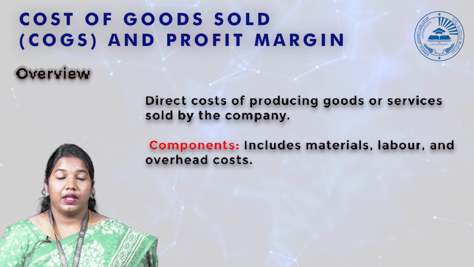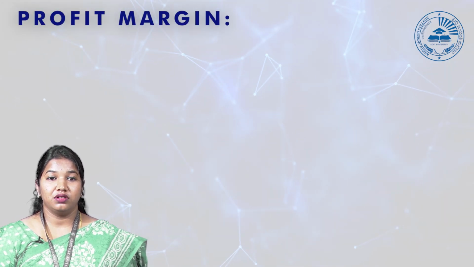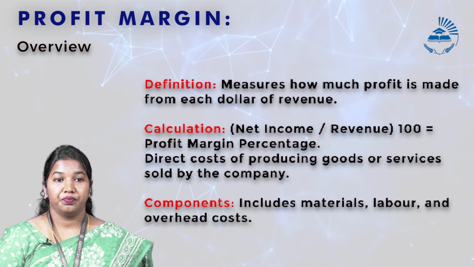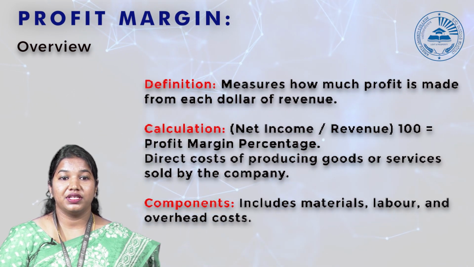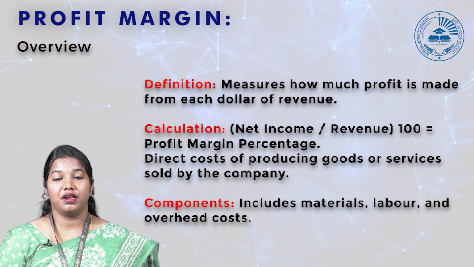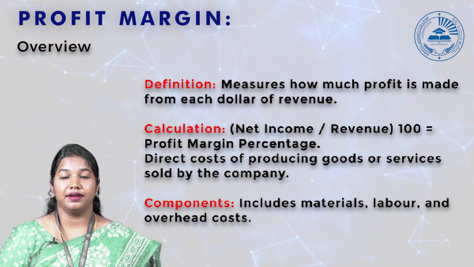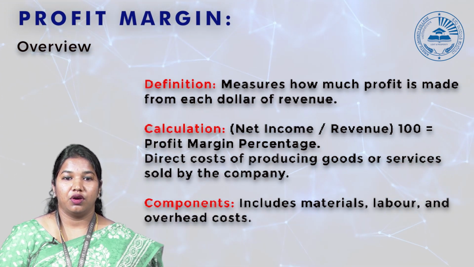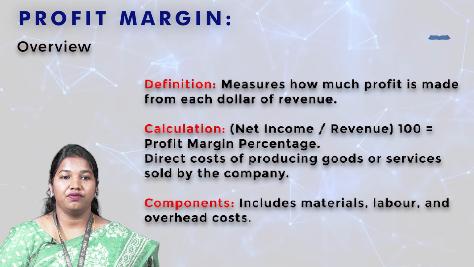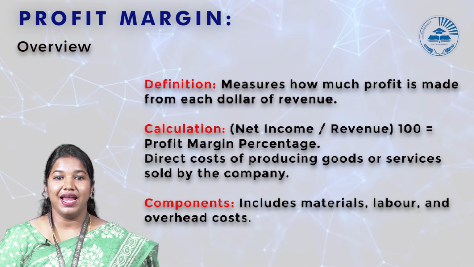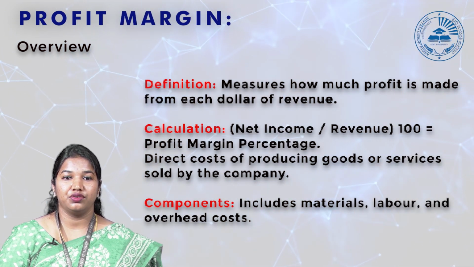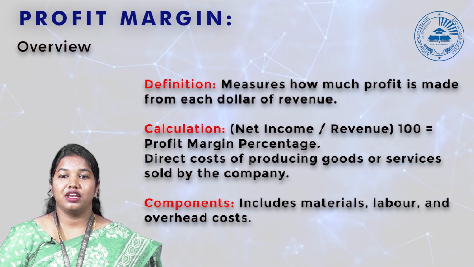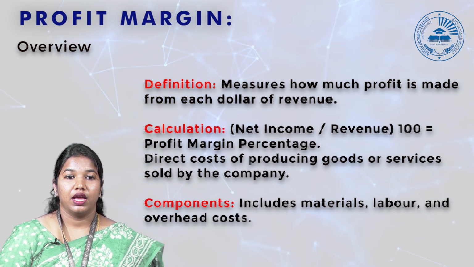And profit margin measures how much profit is made from each dollar of revenue. Calculation: net income divided by revenue, multiplied by 100. That gives you a profit margin percentage. Now your net income you get by subtracting total expenses from total revenues. You divide it by your total revenue and you get your profit margin.